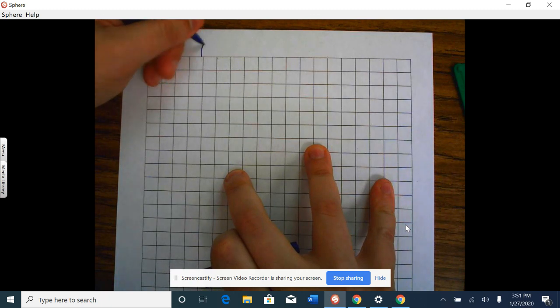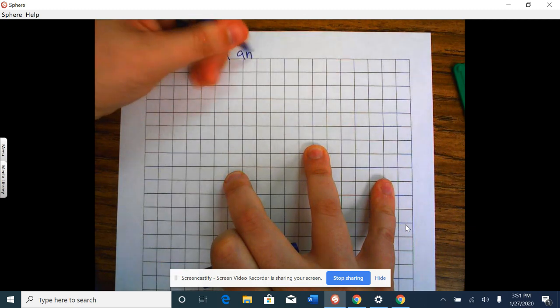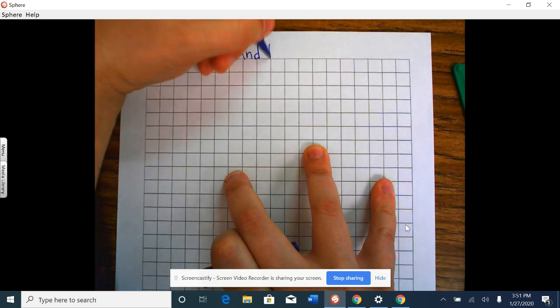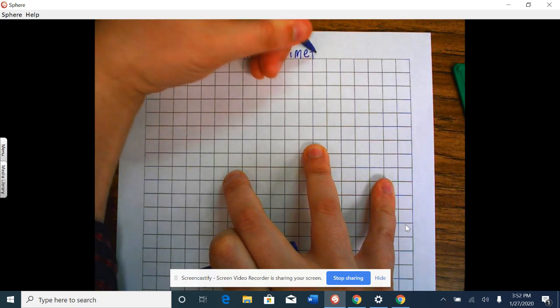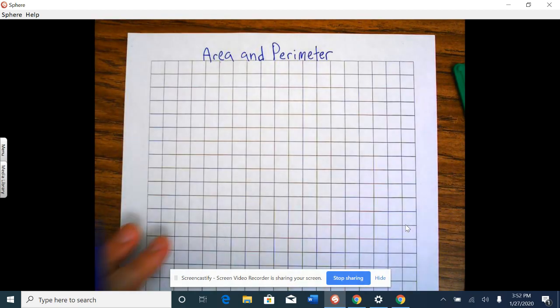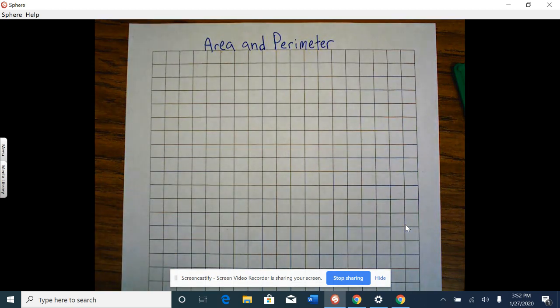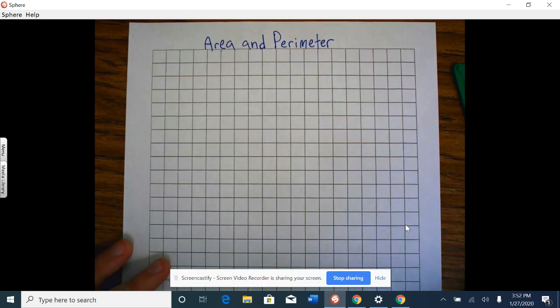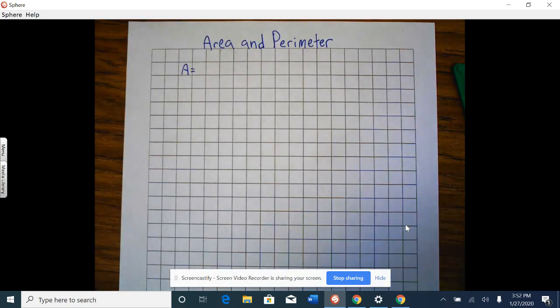So, you and your partner, what I need you to do is one of you write up here, area and perimeter. Then the other partner is going to write for us what the formula is for area and perimeter. So pause this, talk about it, and tell me the formula for area and for perimeter.